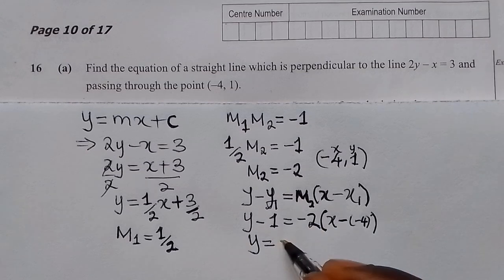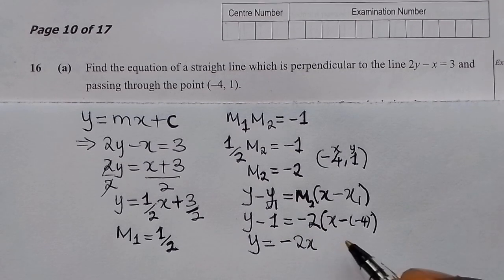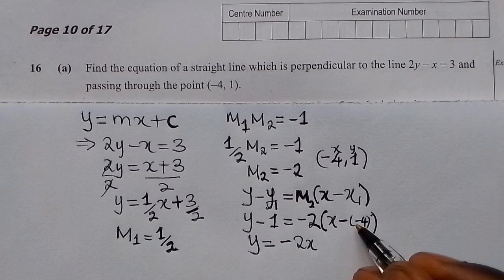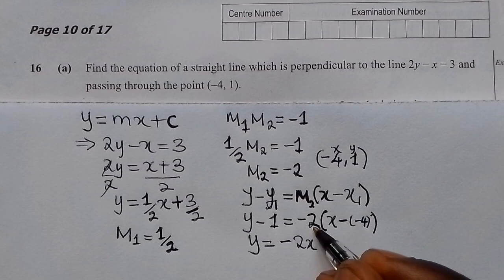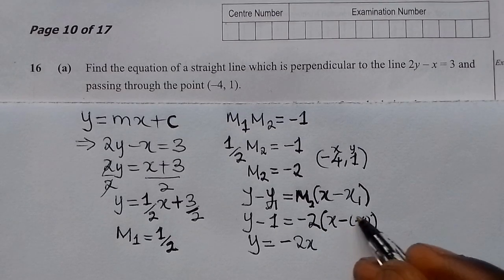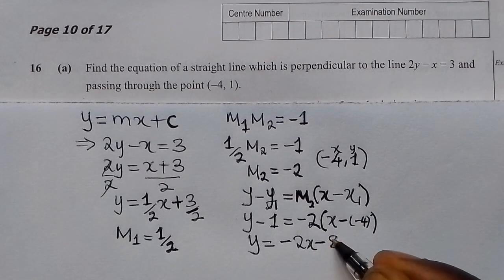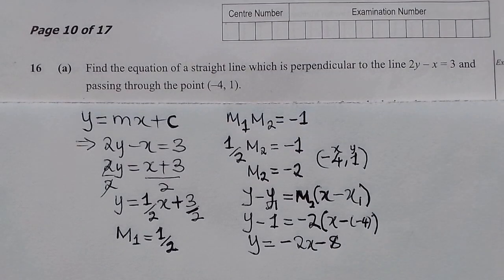-2 times x gives us -2x. Then negative gives a positive. -2 times +4 will give us a -8. So we're going to have y equal to -2x minus 8.